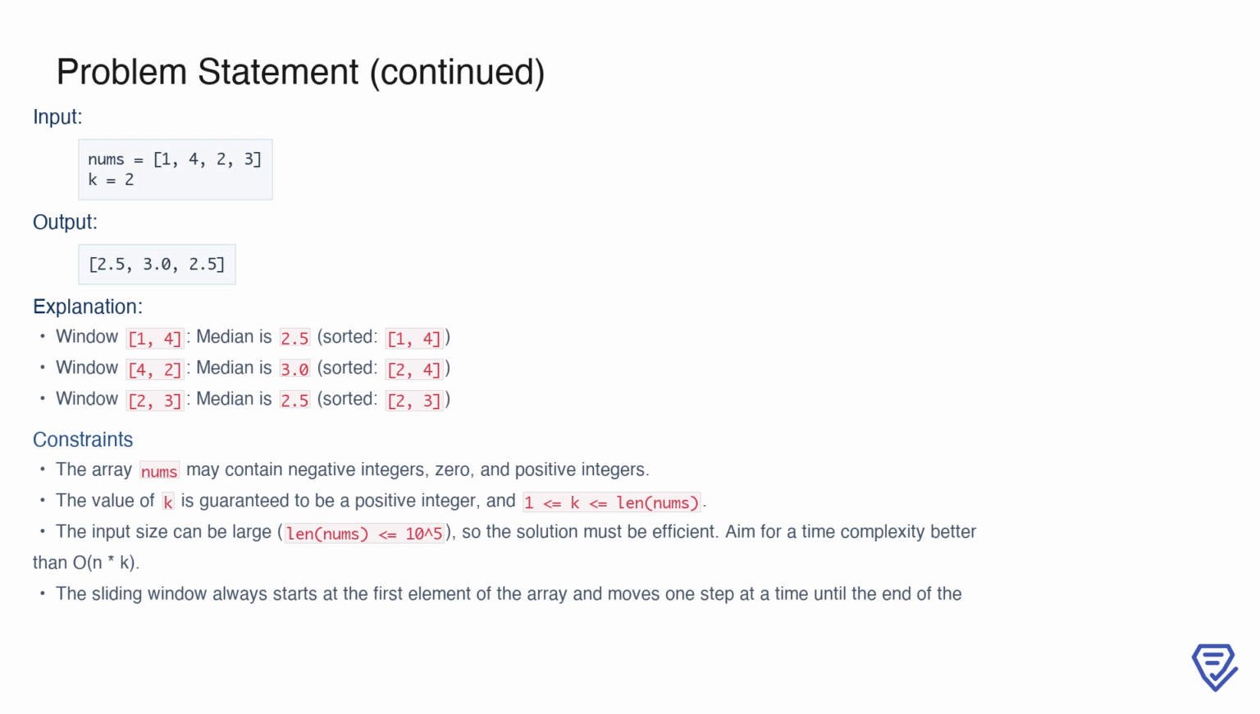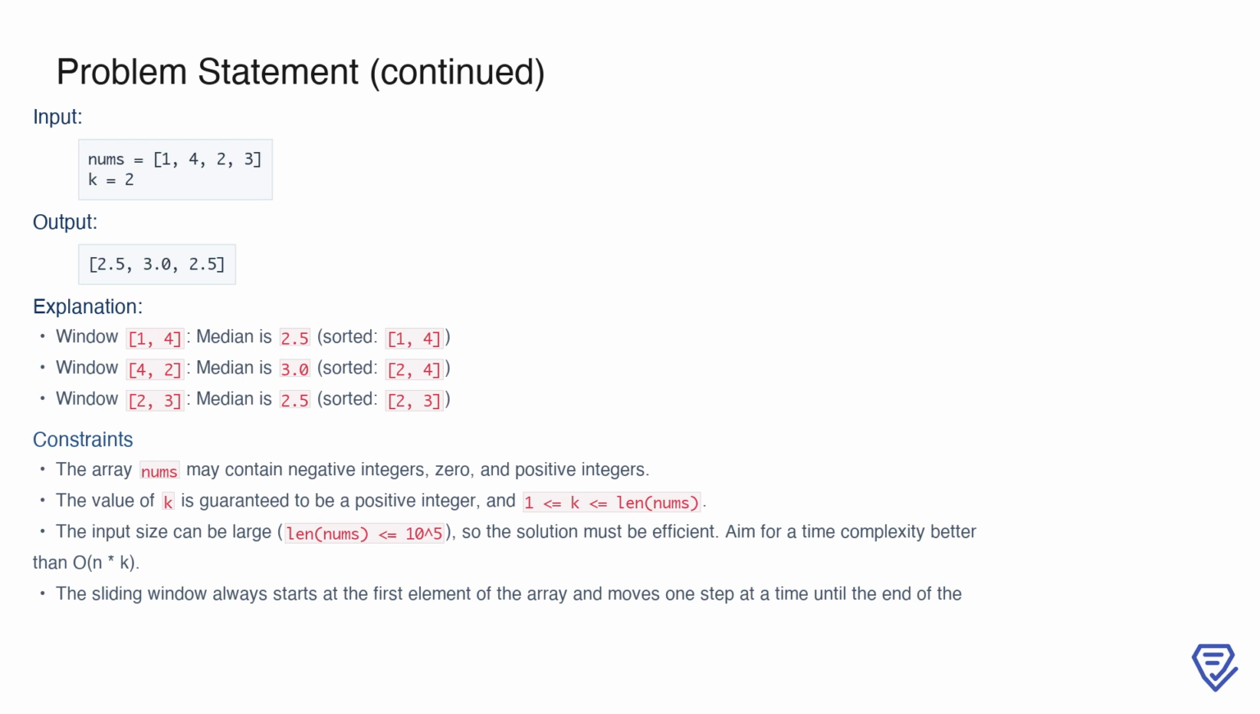Here's another example to solidify the concept. If nums is 1, 4, 2, 3, and k is 2, the output array is 2.5, 3.0, 2.5. For the first window, 1, 4, the sorted order is 1, 4, and since there are two elements, the median is the average of the middle two numbers, which is 2.5. For the next window, 4, 2, the sorted order becomes 2, 4, and the median is 3.0. Finally, for the window 2, 3, the sorted order is 2, 3, and the median is 2.5 again. This example highlights how the median calculation works for windows where k is even.